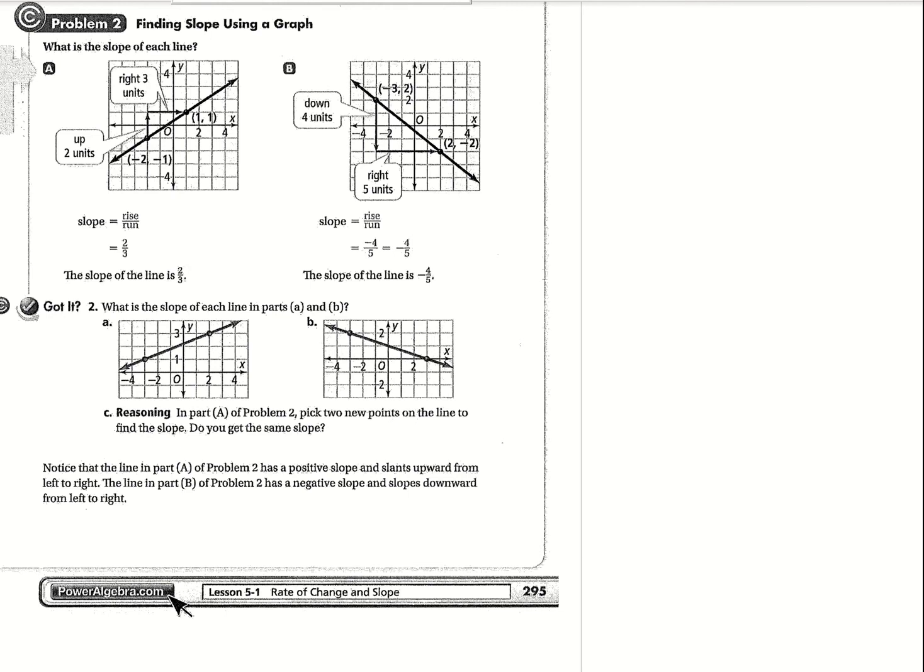So for problem 2, we're looking at finding slope using a graph. Basically, the same way we have change in y over the change in x for our rate of change, this is the same thing. We have our change in y, which we're going to call our rise, and then our change in x, which we call our run. The change in y moves up and down, or rises, or I guess falls. And then your x is called run.